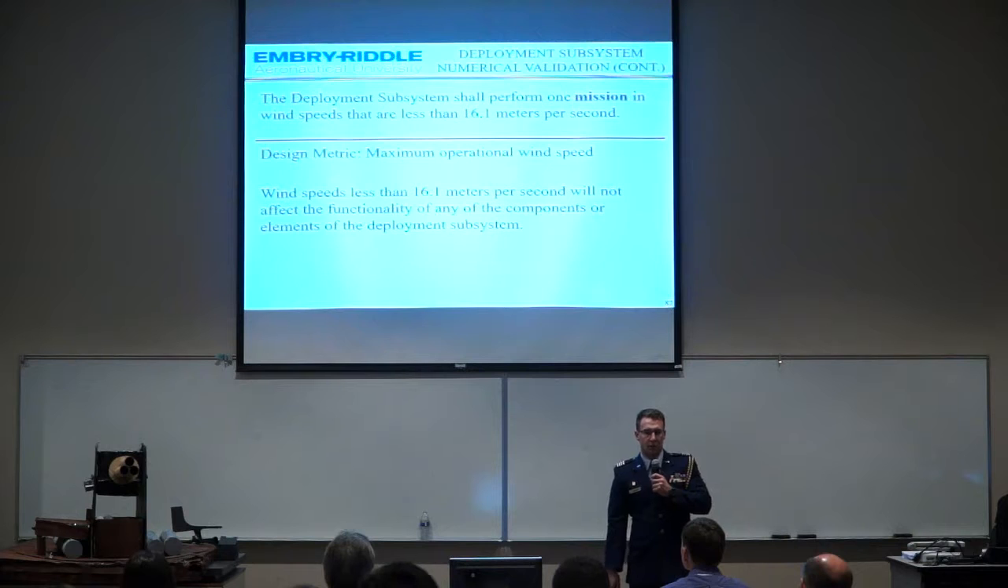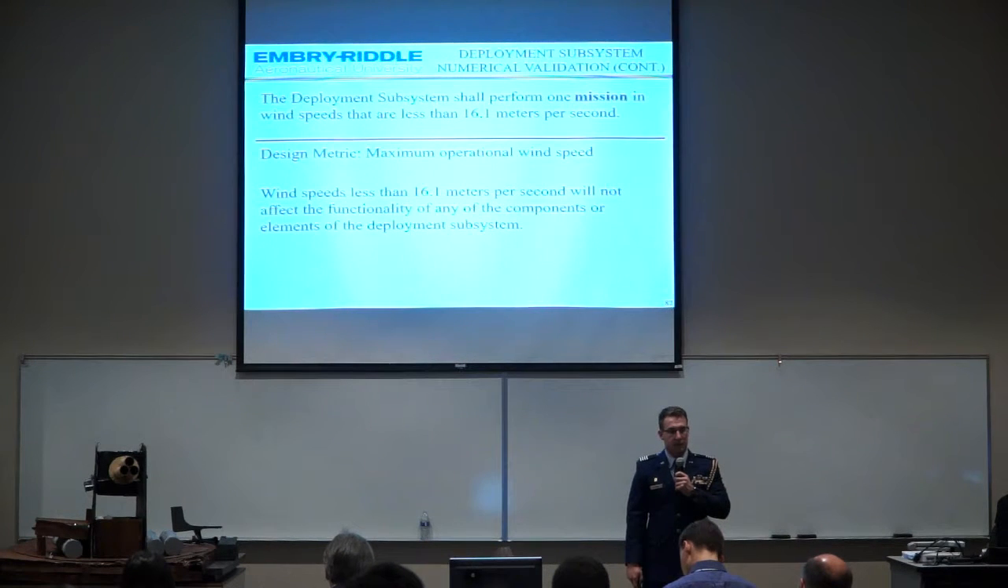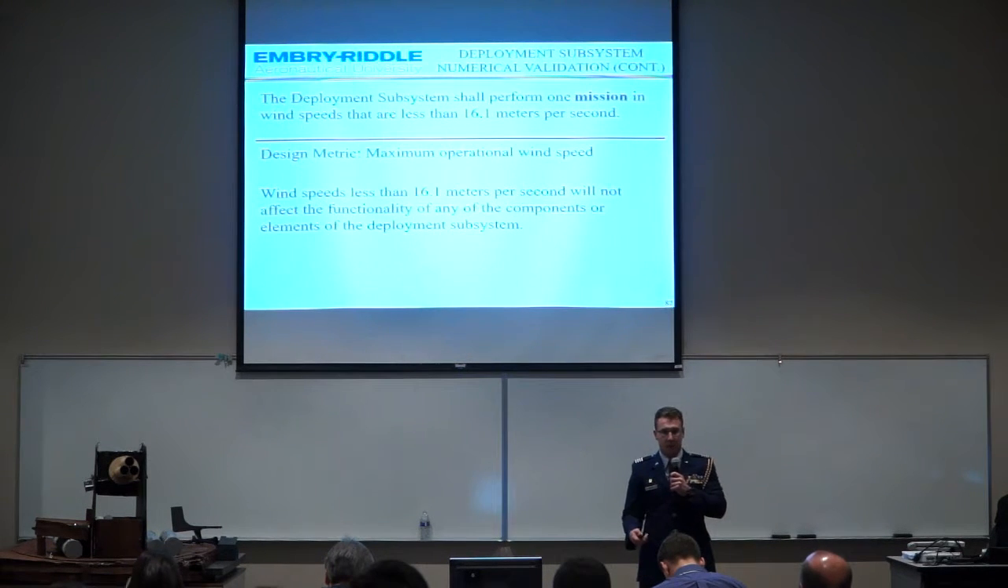The deployment subsystem shall perform 1 mission at wind speeds that are less than 16.1 meters per second. Our design metric for this is maximum operational wind speed. As stated before by Vincent, any wind speeds less than 16.1 meters per second will not affect the functionality of any of our components or elements. Most of them are made out of that low carbon steel or rubber for the air channels. The only electronic elements that we have are a sprinkler valve and the solenoid valves, and those will both be insulated by the solenoid housing element.